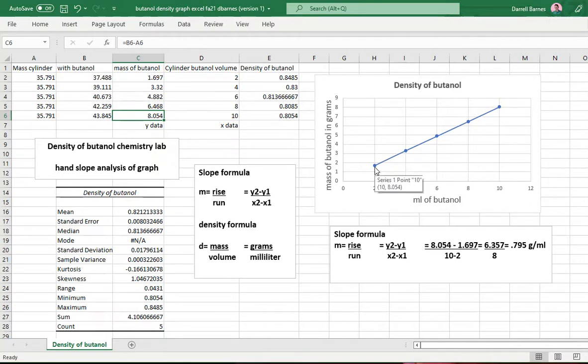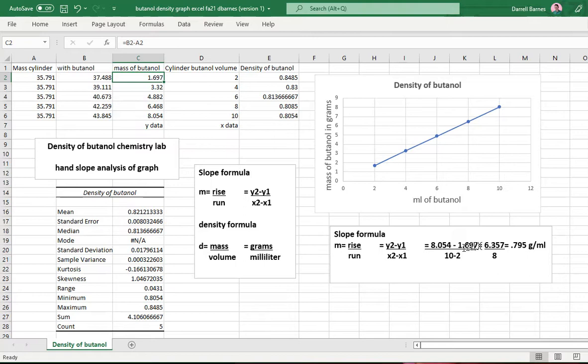For this data point, notice that the x value is 2. Right there we show it, which is listed as x1. And then the y value is between 1 and 2. So notice that that's the 1.7 value right there, or the 1.697, excuse me, I rounded it off in my head. By the way, we're not really paying much attention to significant figures in this exercise. We're just measuring slope, which is the density of butanol.